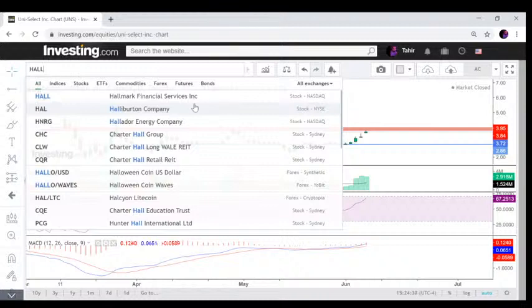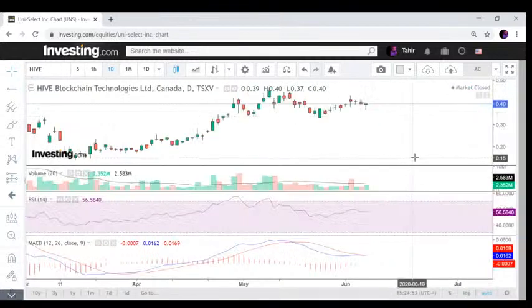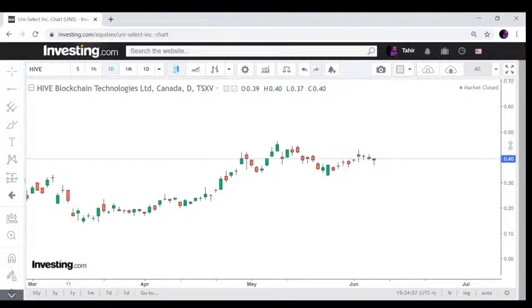Okay, so what next to take? HIVE. I'm taking HIVE. Just HIVE, which one? New York or TSX? I think it should be TSX. I will be commenting on the TSX. Okay, a $0.4 stock, a cheaper one to buy.